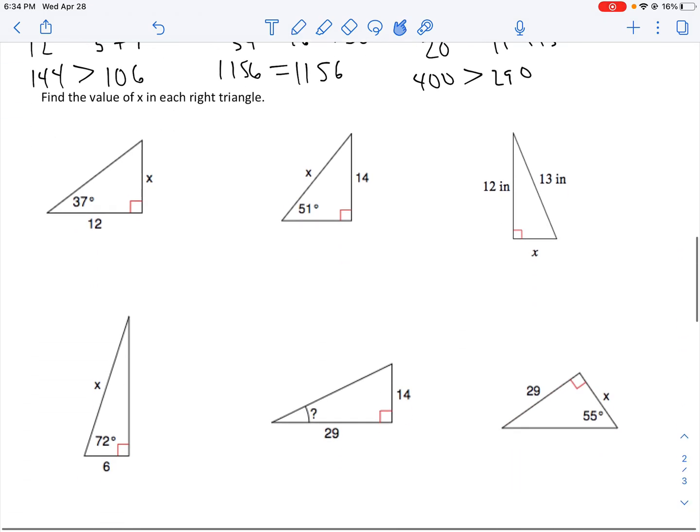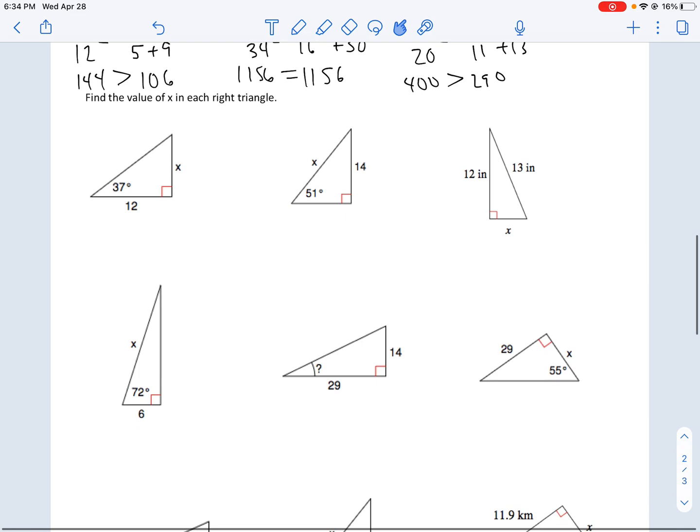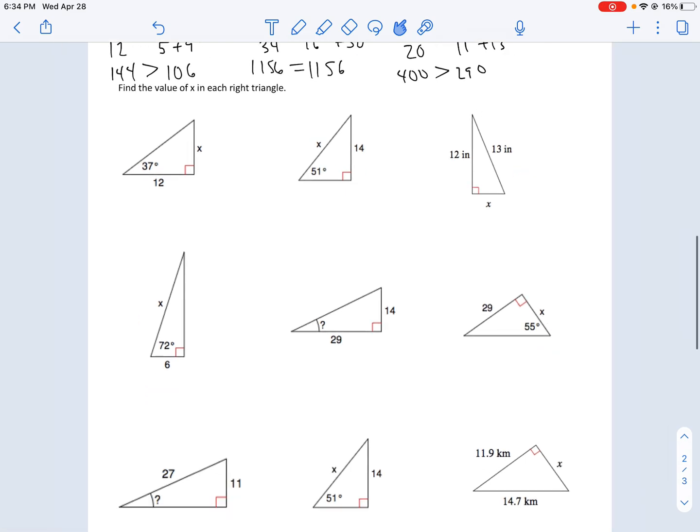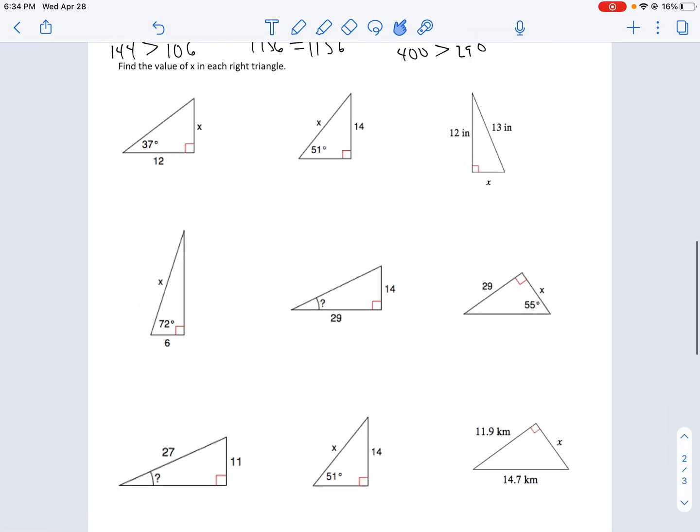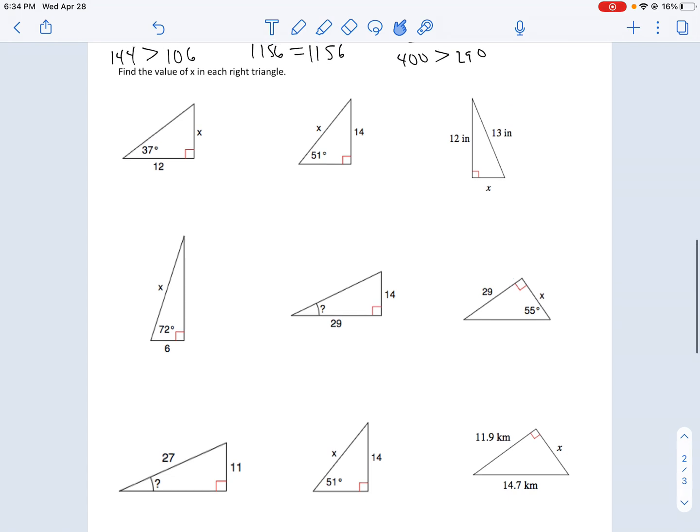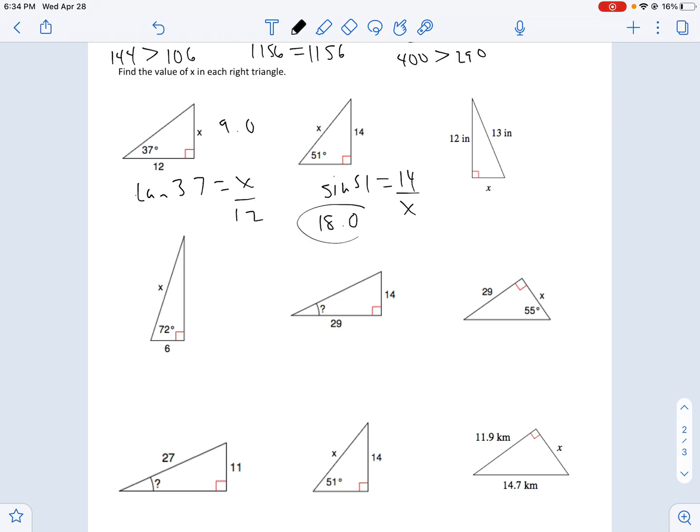All right. So I'm kind of running out of time here on the video, so I'm just going to go through these quickly. So I've got tangent 37 equals x over 12. So 12 tangent 37. So we get 9.0. This one is sine 51 equals 14 over x. So 14 divided by sine 51, 18.0.